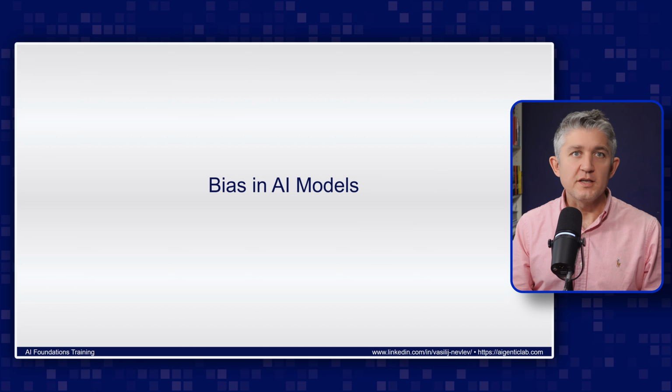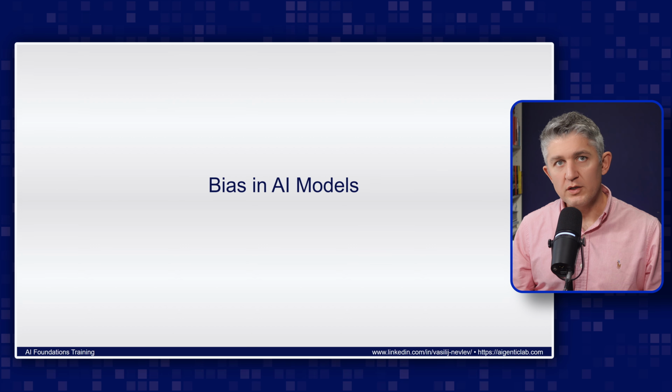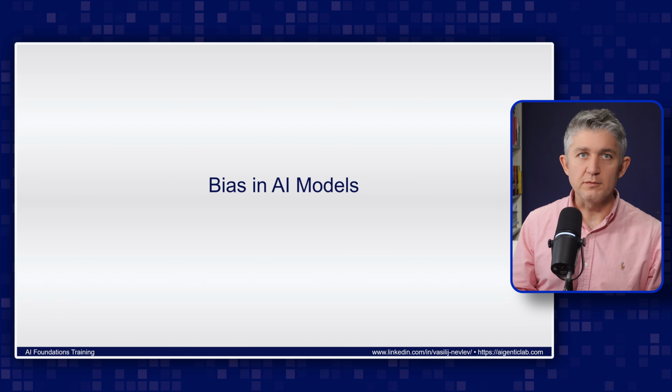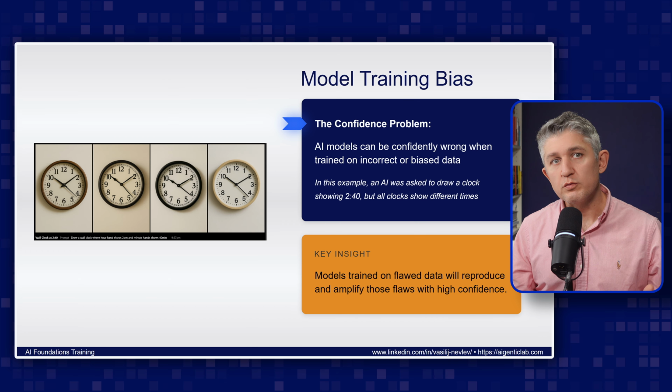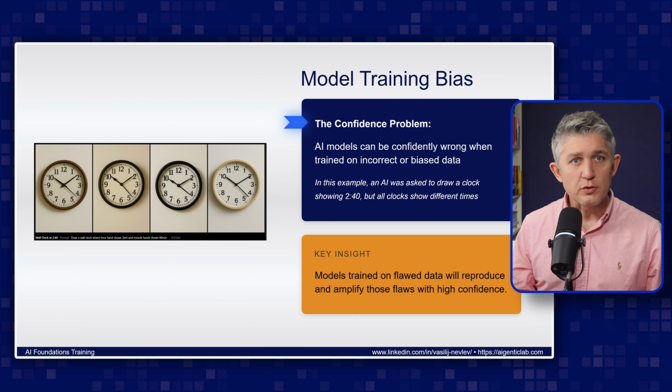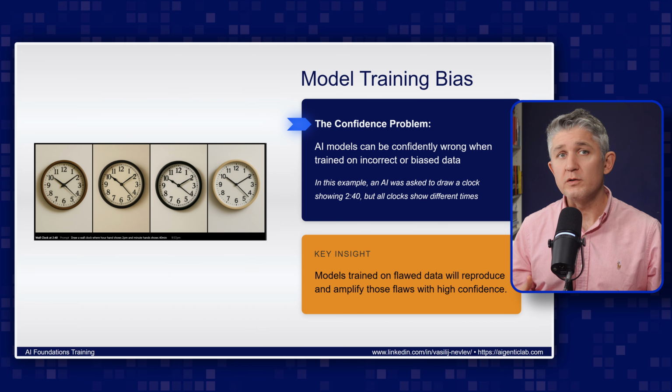Bias can creep in at every stage. We will explore what it looks like, where it comes from, and how to reduce it. When the models learn from flawed data, they will reproduce those flaws with confidence. They can be very sure and very wrong. This is called model training bias.